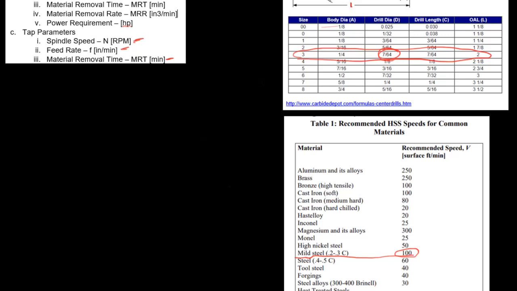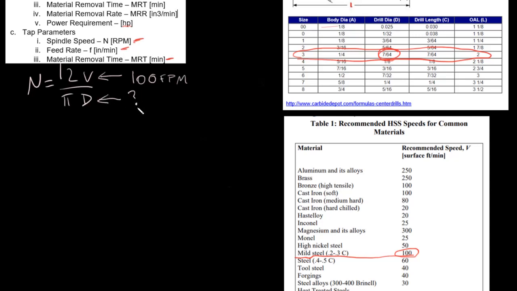Okay, so similarly to the center drill, the twist drill spindle speed in RPM has the same formula. So start with N, which is equal to 12 V over pi D. At this point we know V, which we found earlier in the previous video, to be 100 feet per minute. But we don't know D.